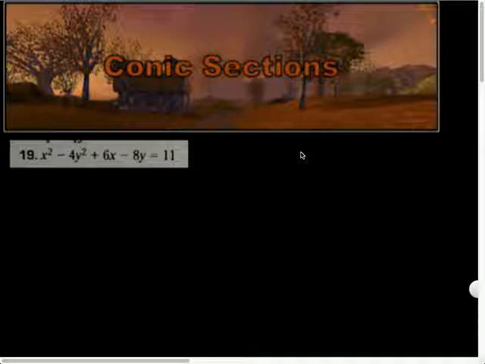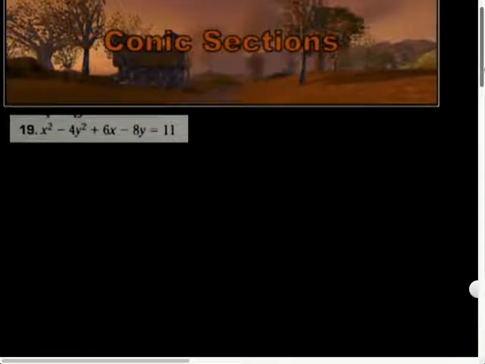Greetings and welcome. We're taking a look at page 650 for the second time, but we're looking at a different set of problems. We're talking about hyperbolas.